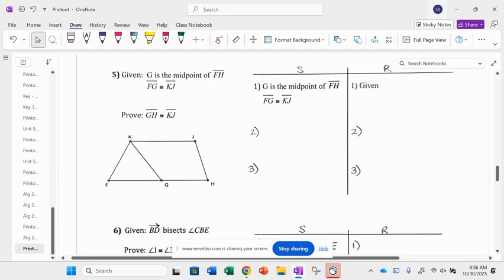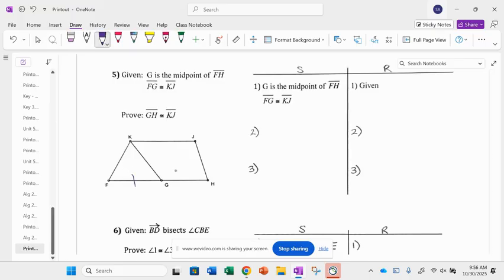Okay, so the first piece of given information is saying G is the midpoint of FH. What can we conclude if G is the midpoint of FH? Noah? You got it. So statement 2, since that hasn't been written down, I'm going to write that down. FG is congruent to GH. And what would be the reason? Kaylin? Perfect. Def of midpoint.